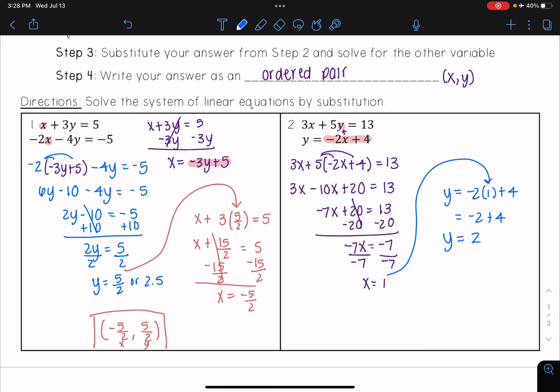Now I just need to put that as my ordered pair. My x value is first, my y value is second.